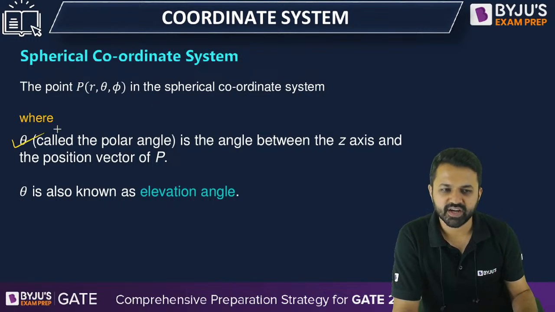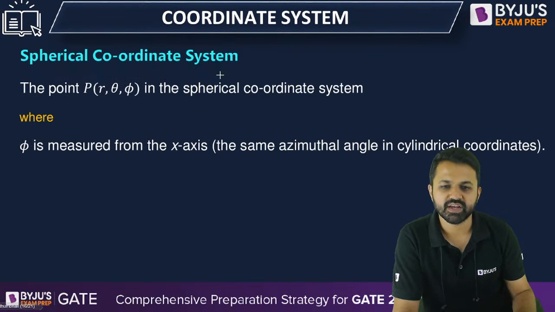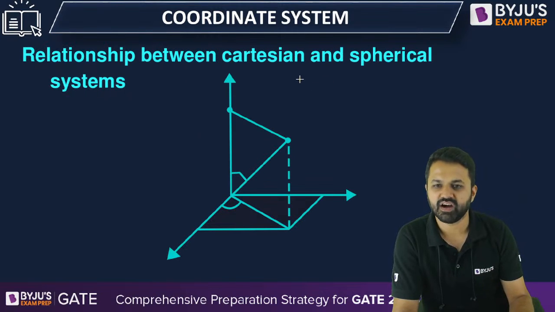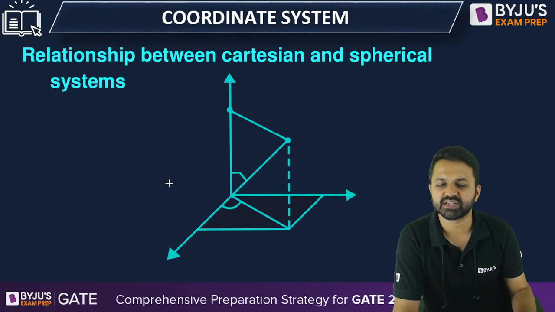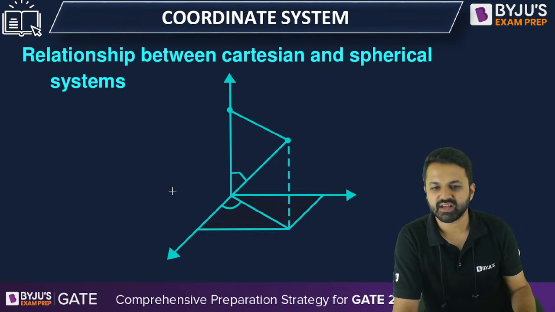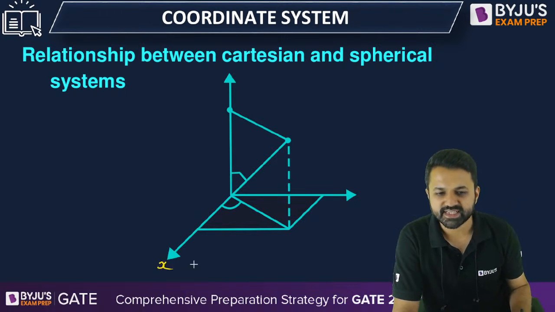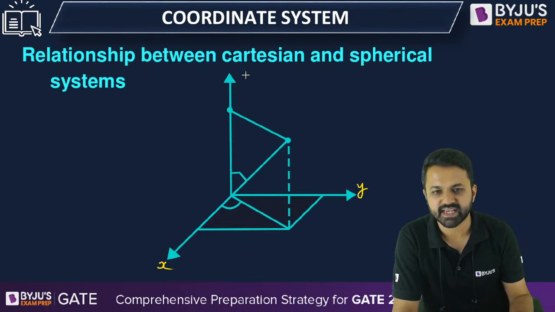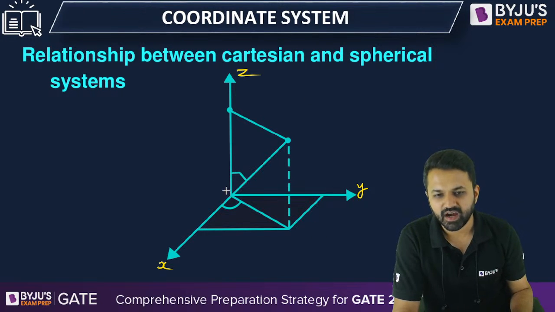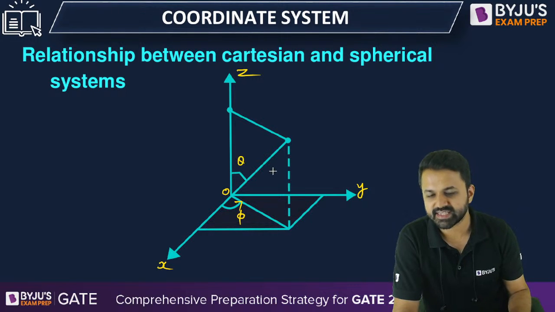The range we have already understood for r, theta and phi. Now coming to this particular part, how do you find the relationship between these two? The relationship is again very simple. This is the x-axis, this is the y-axis, and this is the z-axis. This is the center. You will have this angle phi, this angle is theta, and this distance is r.